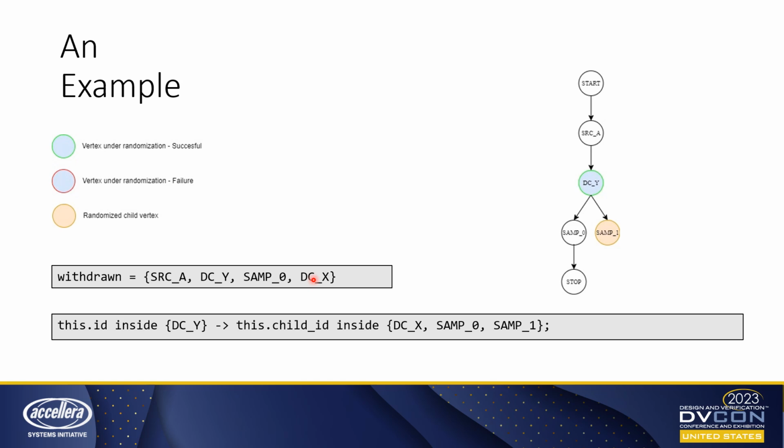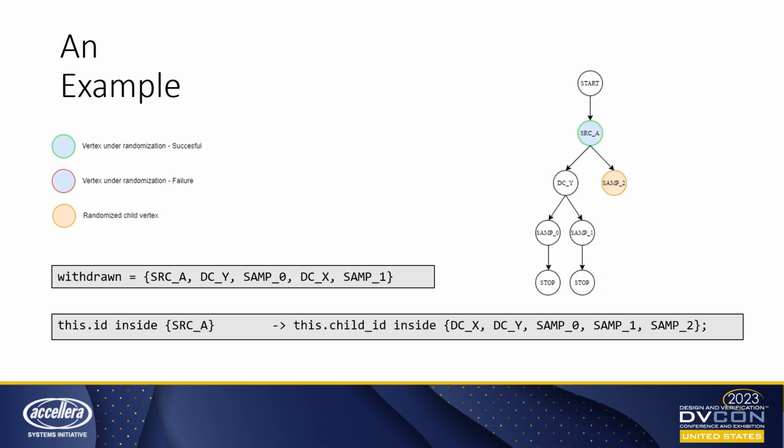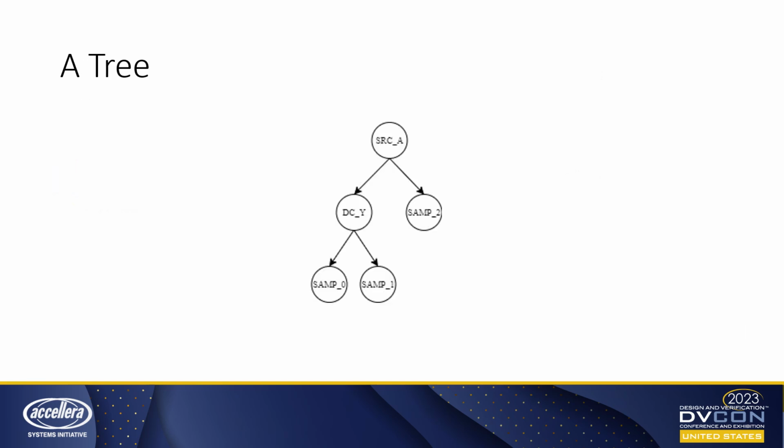Note that the DCX vertex is not part of the withdrawn queue, so the solver could not have picked that again. We continue the process of randomization, producing different branches, backtracking, and producing more branches until we eventually reach the start vertex or generate a configured number of branches. We have now reached the start vertex and produced our first tree. This is the same tree that we have seen in previous examples.